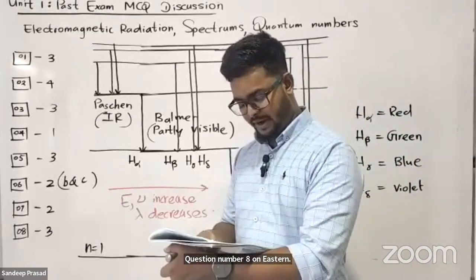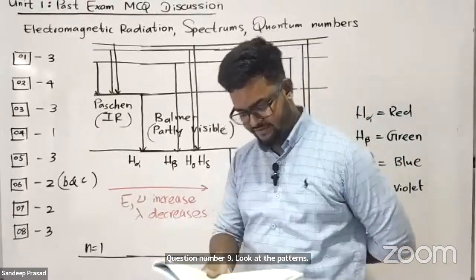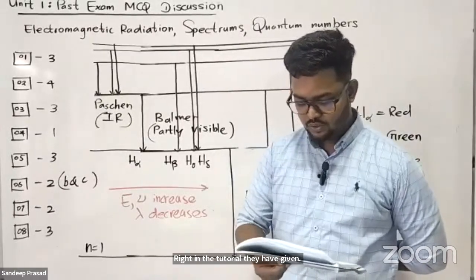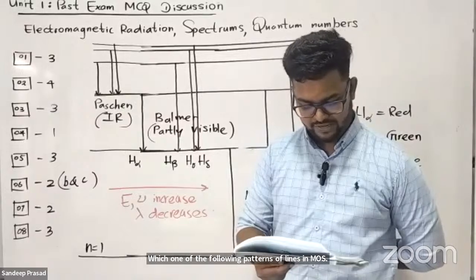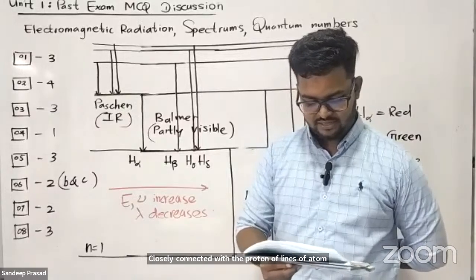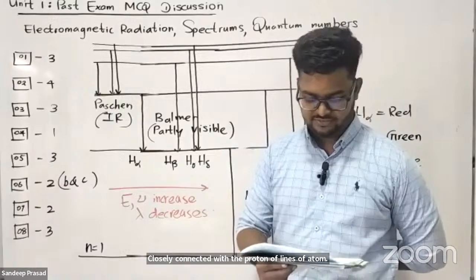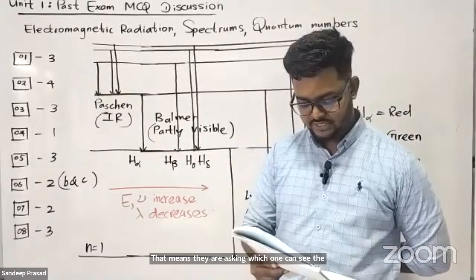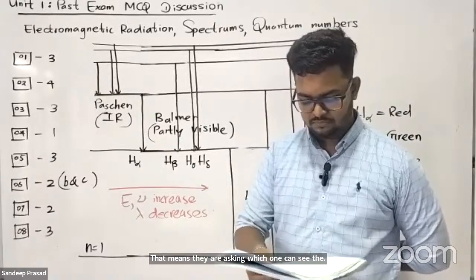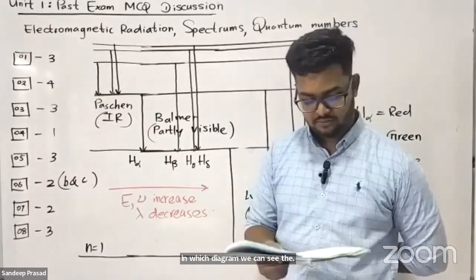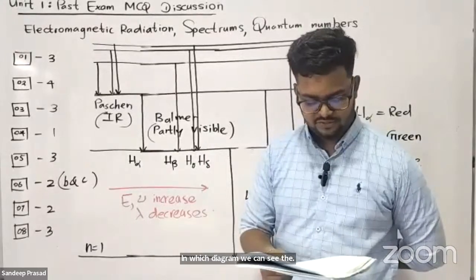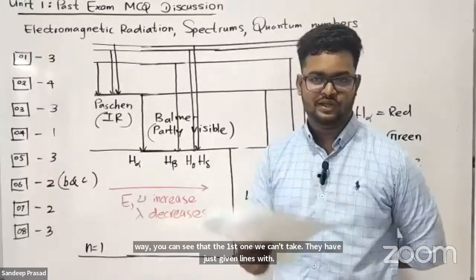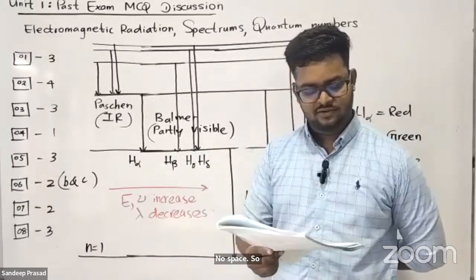Question number 9, look at the patterns. In the tutorial they have given, which one of the following patterns of lines is most closely connected with the atomic hydrogen emission spectrum? That means they are asking in which diagram we can see the hydrogen emission spectrum. The first one we can't take. They have just given lines with no space, so just random lines, not correct.